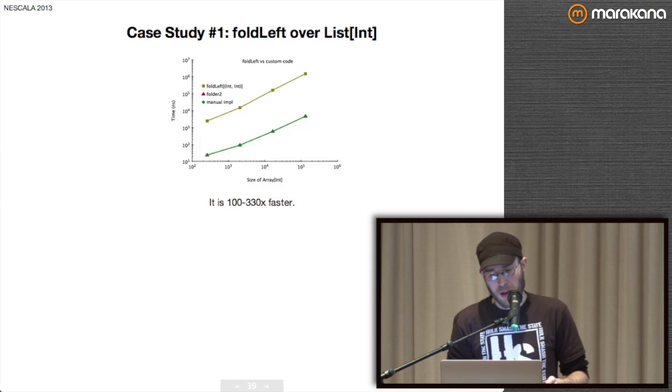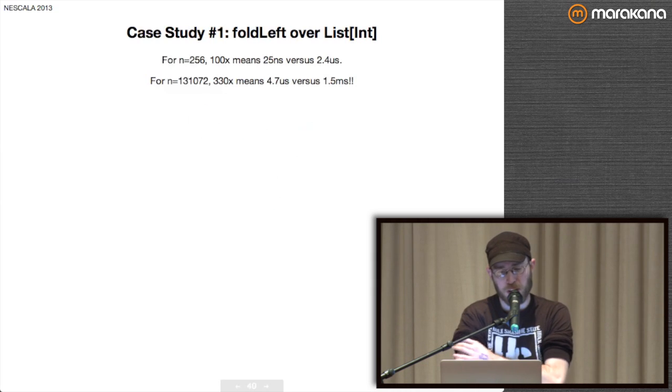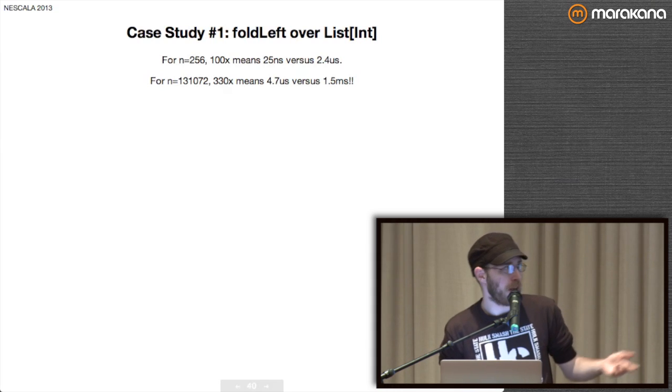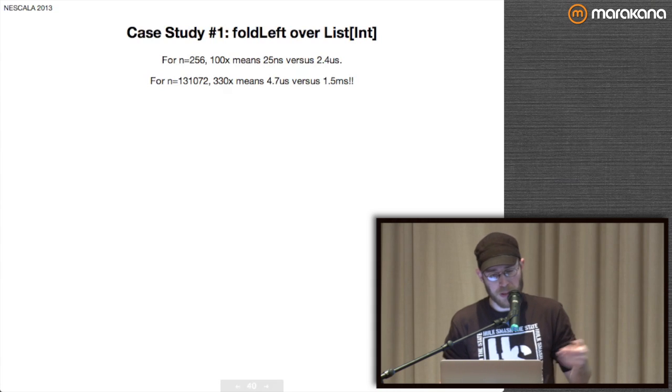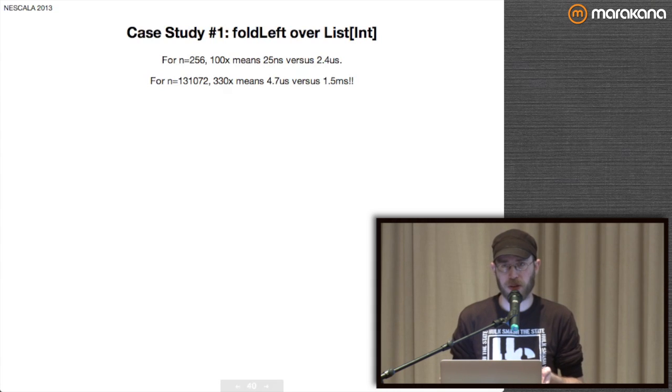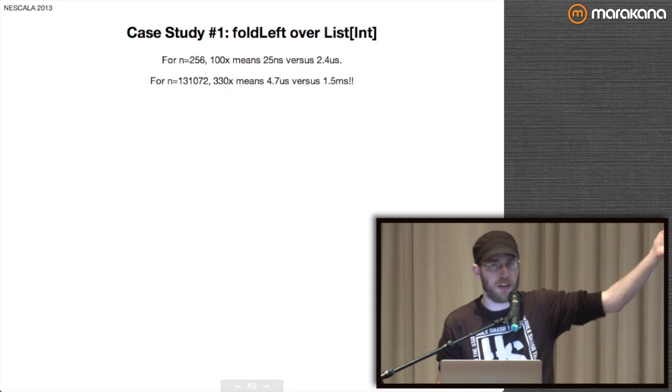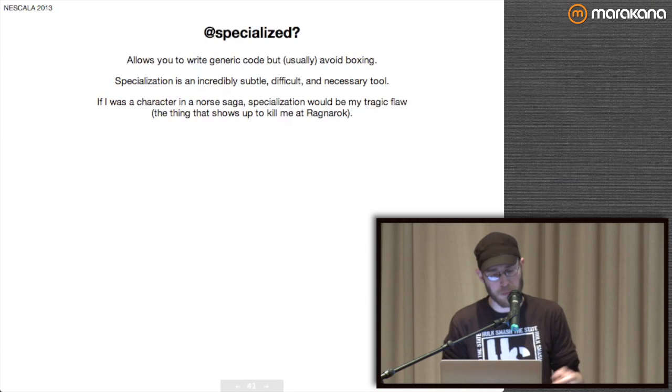And admittedly, for small n, this isn't such a big deal because it's the difference between 25 nanoseconds and 2.4 microseconds, right? And who cares about microseconds and nanoseconds? But for 100,000, it's the difference between 4.7 microseconds and 1.5 milliseconds. And milliseconds, your users actually care about that, right? You've only got probably about 10 or 20 or 50 of those to work with before people start actually noticing that your computer's doing something other than being completely responsive. So even in this dumb, simple case, you can see that it makes a difference. I mean, it seems crazy that it makes a difference, but it does.